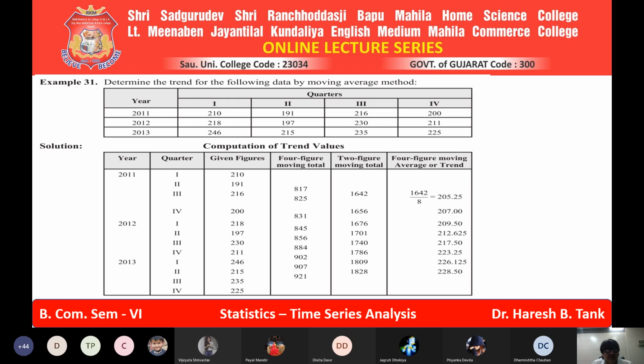The figures given to you, put them in a column form: 210, 191, 216, 200 and so on up to 225. Once you do it, the next column should be 4 quarterly moving total. Make a bunch of 4 and add it.